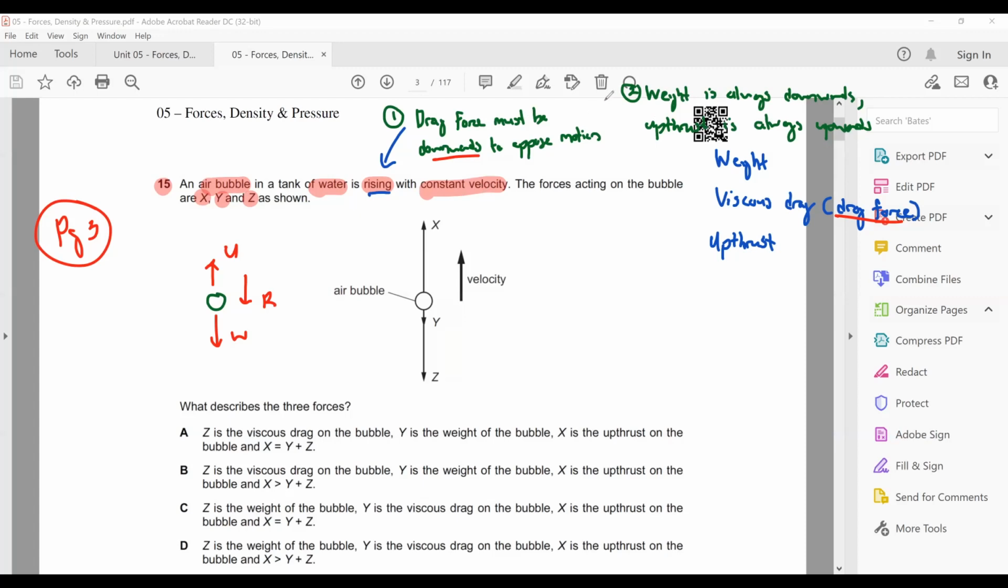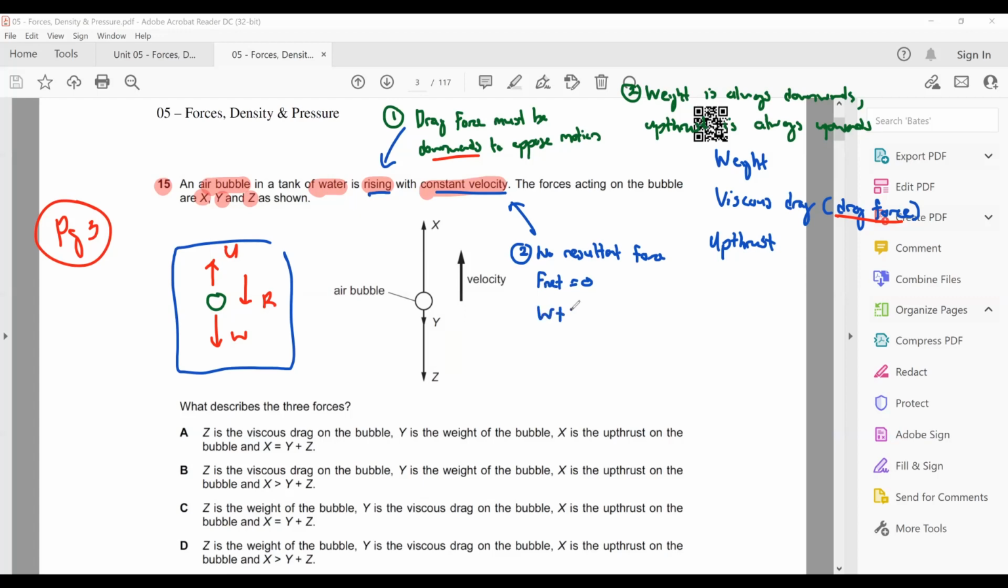If your object is at constant velocity, this tells you that there is no resultant force. Okay, F net is equal to 0. So from this diagram that you have here, you can say that W plus R must be equal to U. Okay, so this is what you have.